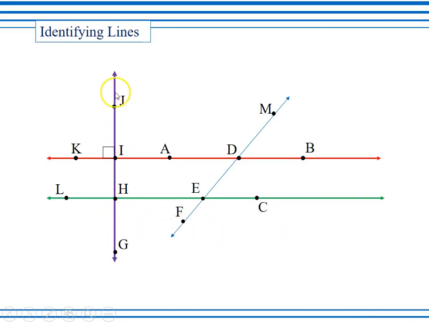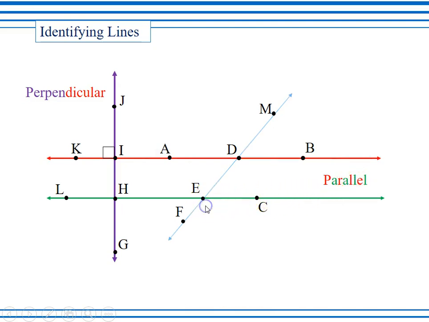Okay, so right here we have a straight vertical line, that's purple, and a horizontal red line. And those two are perpendicular lines, and I know that because they form a right angle. In fact, they have 4 right angles. Down here we have a green line and the red line, which are parallel lines. Remember, the 2 L's in parallel are parallel.